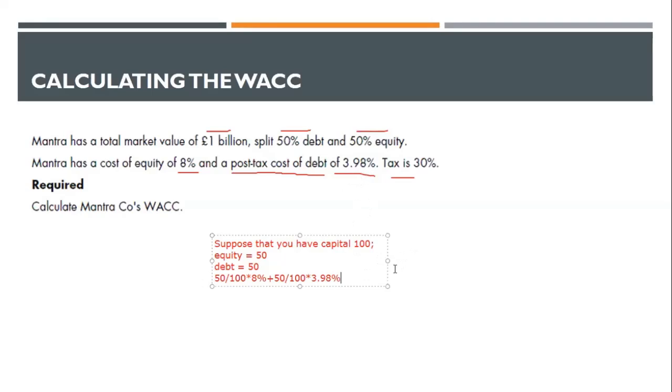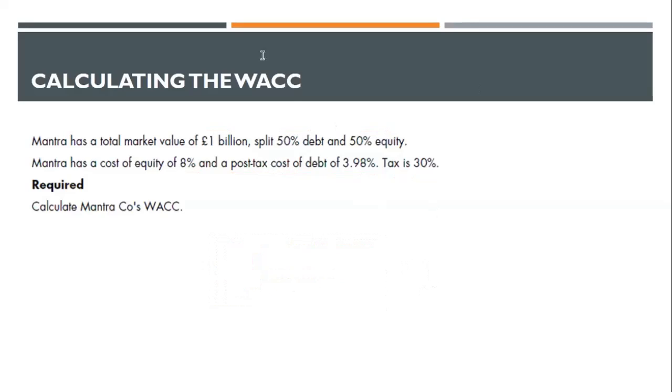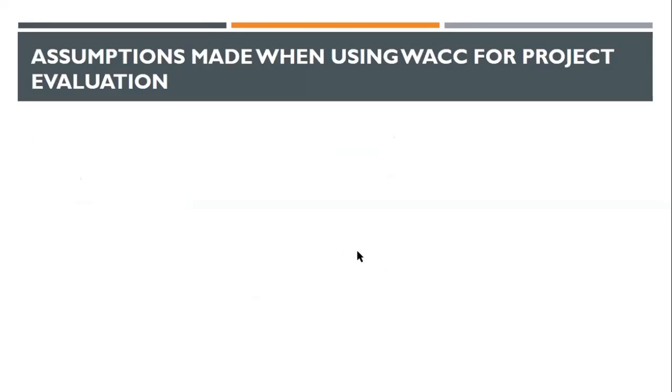So this is 50 by 100, 4% plus 1.99, so 5.99%. Yeah, it should be 5.99%. That's all. It's very simple. It's rather childish, I would call it. Assumptions made when using WACC for project evaluation. Okay. Now here, listen.